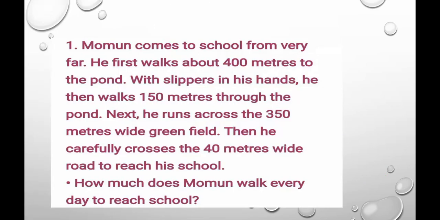Now the next question. Momin comes to school from very far. He first walks about 400 meters to the pond. With slippers in his hands, he then walks 150 meters through the pond. Next, he runs across the 350 meters wide green field. Then he carefully crosses a 40 meters wide road to reach his school. How much does Momin walk every day to reach school? This is what you have to find.